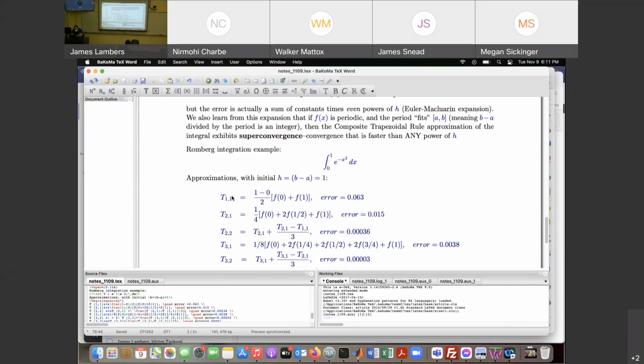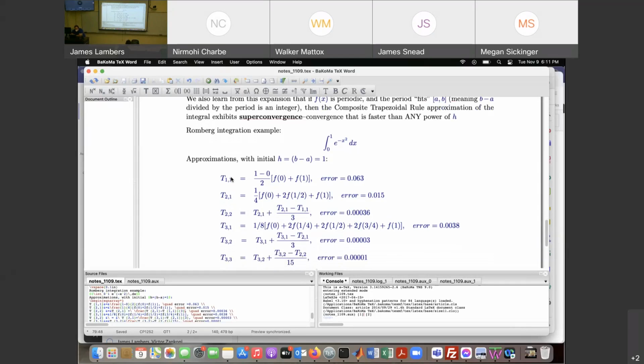Now, watch how I'm indexing these approximations. I can store them in a matrix. So the first column, where 1 is the second index, those are composite trapezoidal rule approximations. When we're in column 2, so the second index is equal to 2, that's when we're doing extrapolation, the first extrapolations.